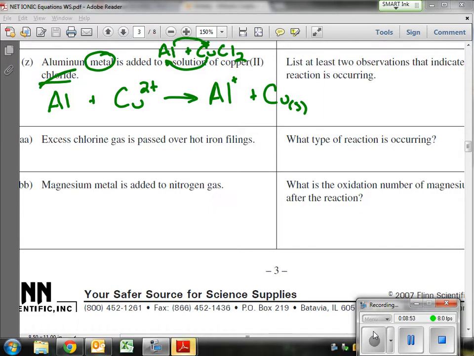So now I've got to make sure this is all balanced out, because if it's not, I'm not going to get that extra point. So I have one aluminum, one aluminum, one copper, one copper. And some of you might go, it's balanced, I'm done. And you would lose your balancing point because the charges have to balance. I have a 2 plus on this side. I only have a 1 plus on that side, so I need 2 here.